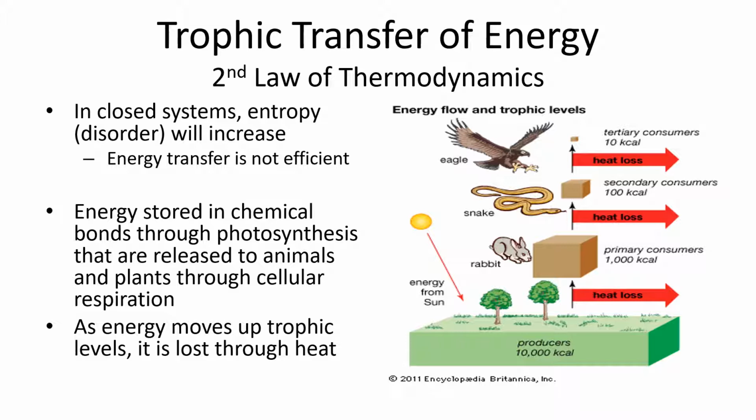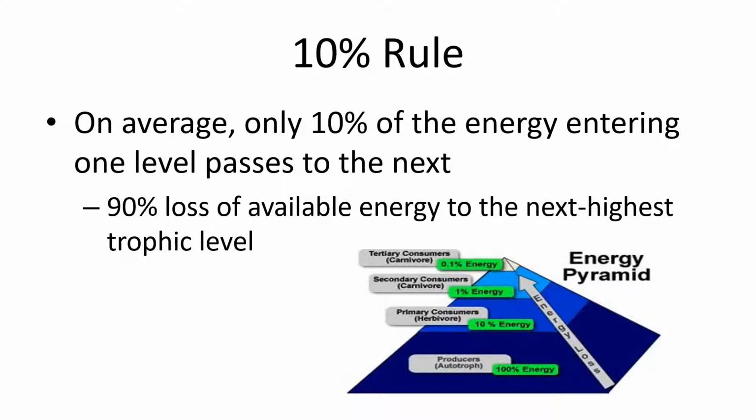As it moves up the trophic levels, a lot of that energy is lost as heat. And basically, on average, only about 10% of the energy entering one level passes to the next. So if you have a certain amount of energy on your producer trophic level, your primary consumers are only going to receive about 10% of that energy, or 10% of that energy will be available to those primary consumers. So a lot of energy is lost.